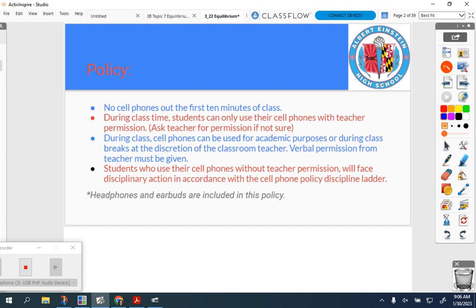Okay, oh yeah. Quick cell phone policy reminder. We have a new policy. It starts today. Really for real, officially this time.